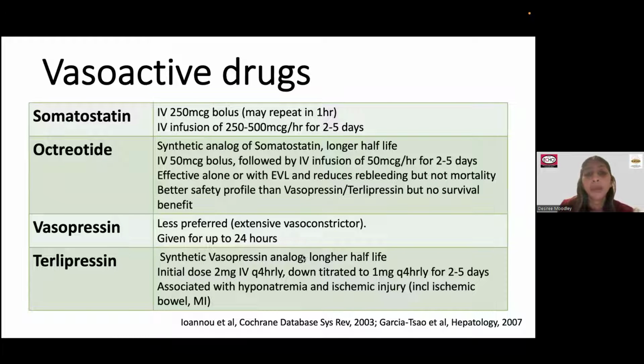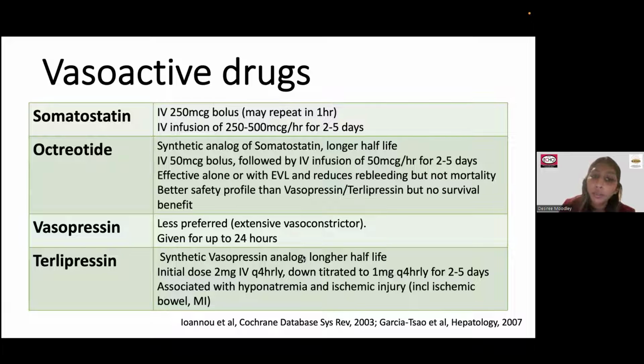And then what patients should definitely get is a vasoactive drug. So there are 4 drugs that are mentioned that can be used: somatostatin, octreotide, vasopressin, and terlipressin. So somatostatin, a bolus, and then you continue an infusion for 2 to 5 days. Octreotide is a synthetic analog that we use, with a longer half-life, once again a 50 mic bolus followed by an infusion for 2 to 5 days. And this is effective alone or with variceal band ligation at reducing rebleeding, but not mortality.